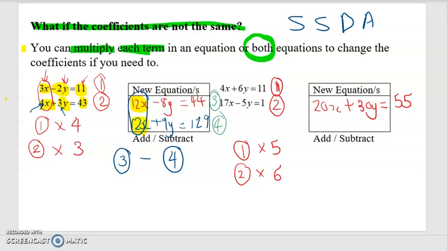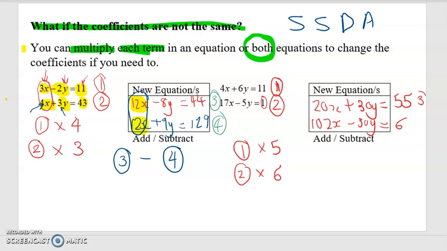So if you need your calculator for this one, you can use it. 17 times by 6 gives me 102x. And minus 5y times by 6, well, since it's negative, it's going to give me minus 30y, and the number 1 times by 6 is 6.